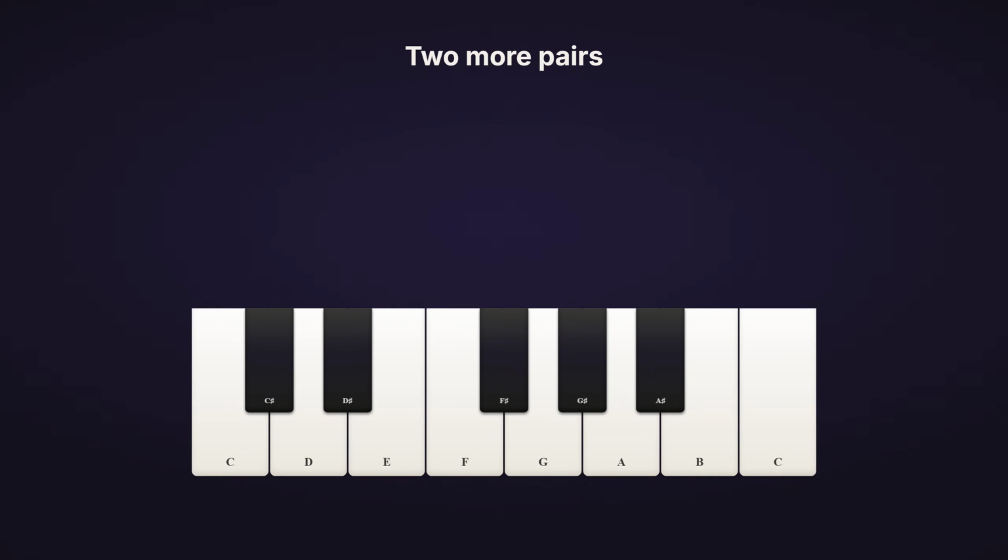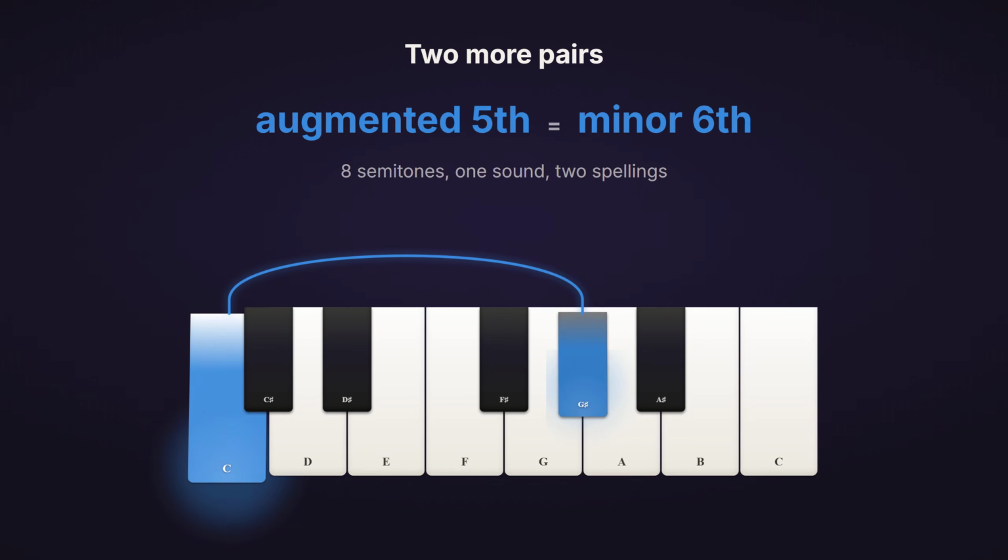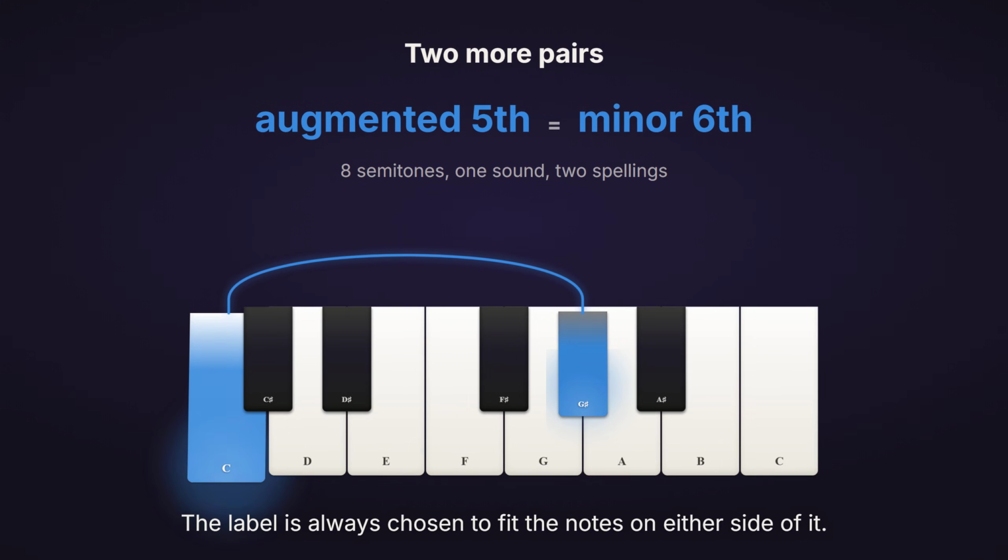Now go higher. 8 semitones works the same way, an augmented fifth and a minor sixth are the very same distance on the keyboard. Listen to those 8 semitones. Again, one sound, 2 possible spellings.